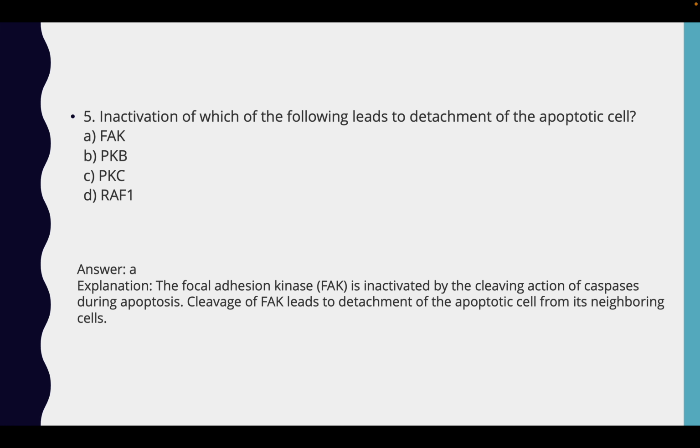PKB inactivation can also inhibit apoptosis by increasing the expression of survival molecules or degrading pro-apoptotic molecules. PKC, down regulation of this can lead to apoptosis. RAF1 is an upstream kinase that counteracts apoptosis. And there is another one, ASK1, whose inactivation happens through PKB, which can promote cell survival.